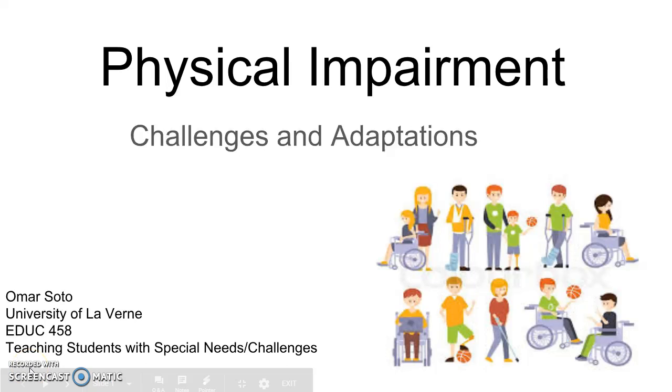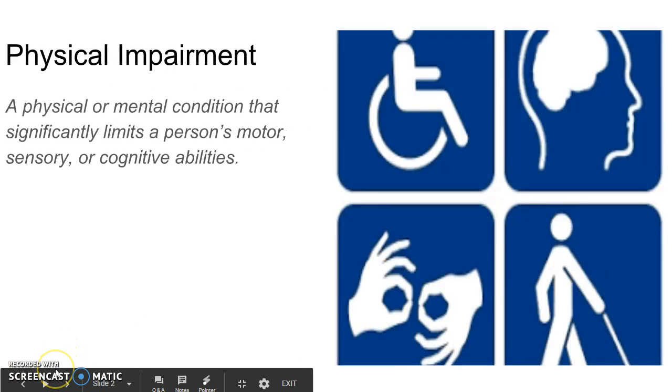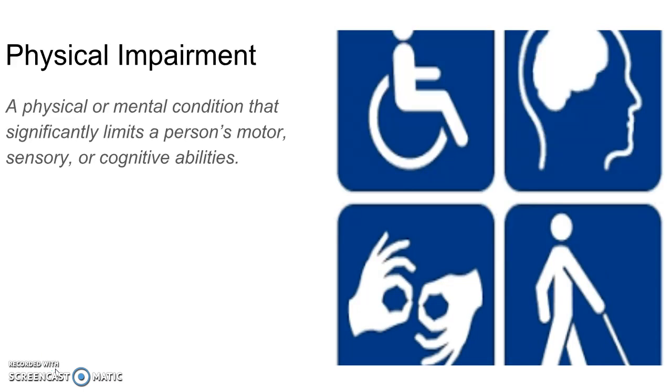Today's topic is physical impairments that some students are faced with, their challenges, and the adaptations needed in order to have a successful learning experience. Physical impairments or disabilities can be defined as any disability which limits the physical function of limbs or an individual's fine or gross motor ability.